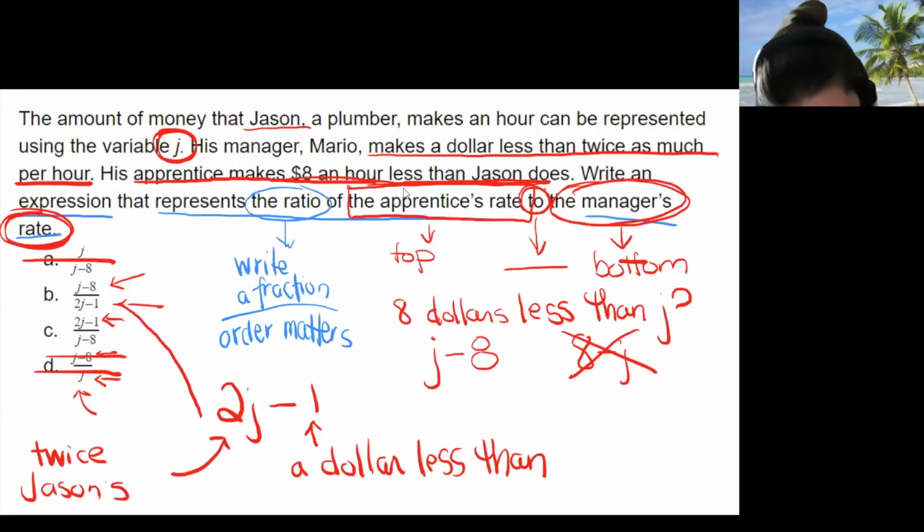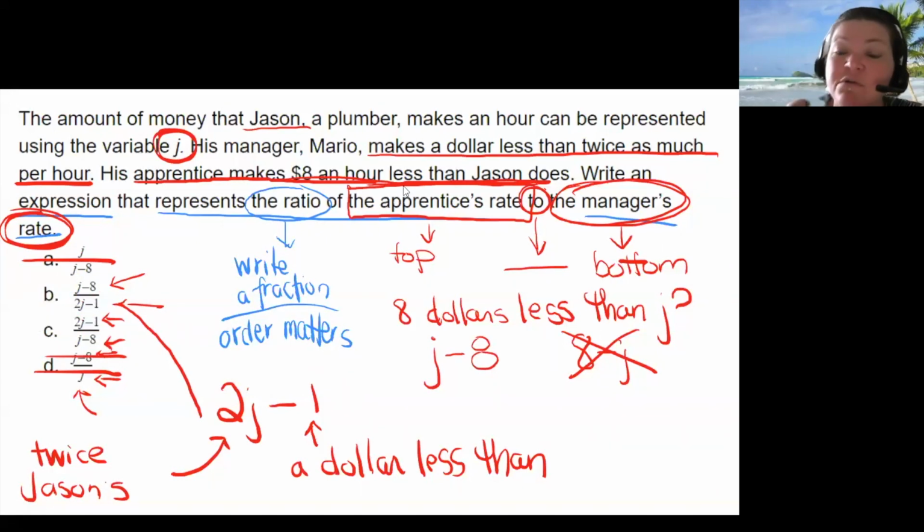The manager's rate to the apprentice's rate. This is one of the most common struggles for students in a GED classroom. Like, so foreign. They're like, it's like Greek. And I'm like, it's not Greek, it's the language of algebra. But yeah, it is a foreign language.